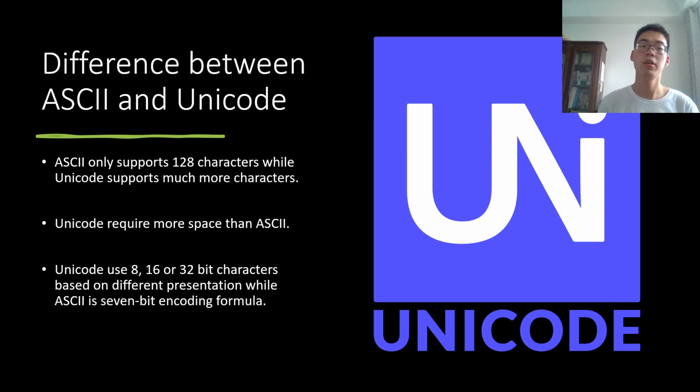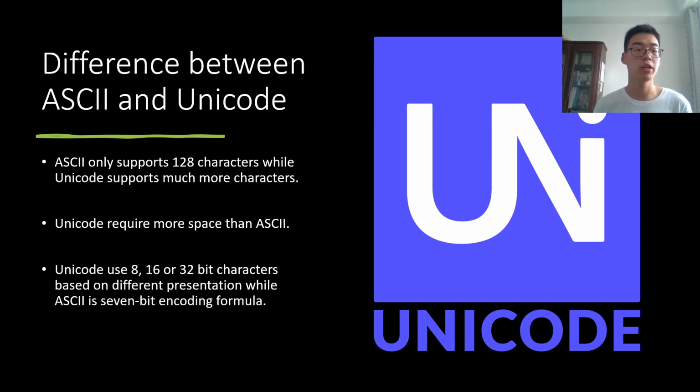The second point is Unicode requires more space than ASCII. Well, Unicode uses more bytes to represent a character. It can represent more characters, so it makes sense that it requires more storage space than ASCII.